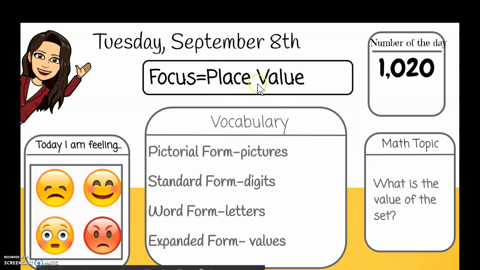Our focus is still place value. We're still using the same vocabulary, so keep in mind pictorial form uses pictures, standard form uses digits, word form uses letters, and expanded form uses the values. Our topic is going to be: what is the value of this set? We're going to be given a set and we're going to determine the value.